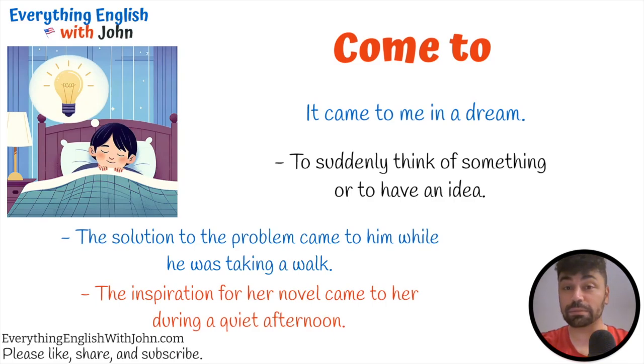In the phrasal verbs occur to and come to, we use the preposition to. That's because an idea is moving. It's coming to us from a mysterious place. Remember, to means movement. Go to the supermarket. Walk to the park. That's why we use to.